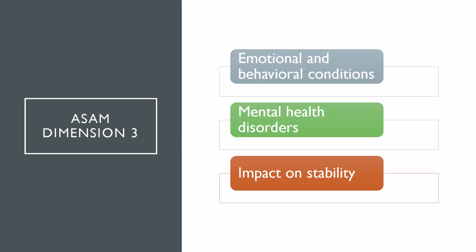But one of the key questions that we need to ask here is, how do these conditions impact the client's ability to engage in the treatment and maintain recovery? So, for example, a client with severe depression might struggle with motivation and coming to the sessions and following through on the things that we're asking them to do. And a client with untreated trauma may use substances to cope with those overwhelming emotions.